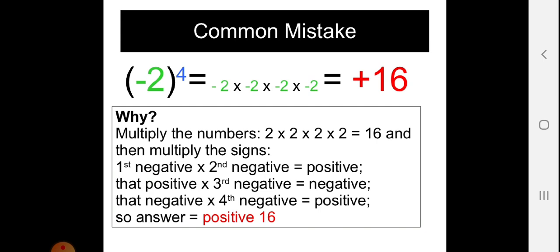Now, so minus 2 raised to 4, as I mentioned to you, is plus 16, because the negative number has an even power. So when that negative number is multiplied an even number of times, it turns positive. You can see minus minus plus, minus minus plus. So eventually your answer becomes plus 16.